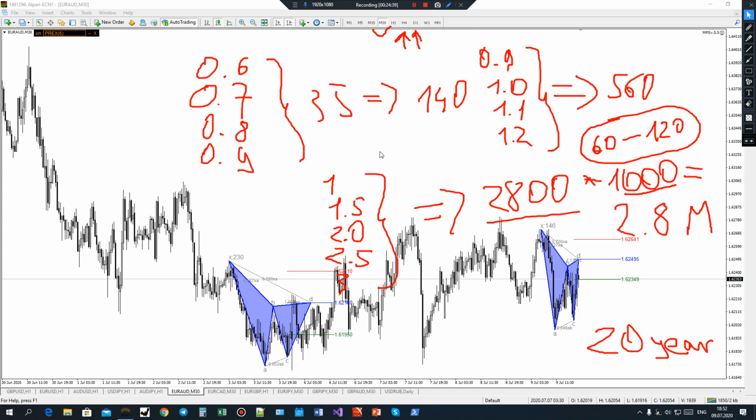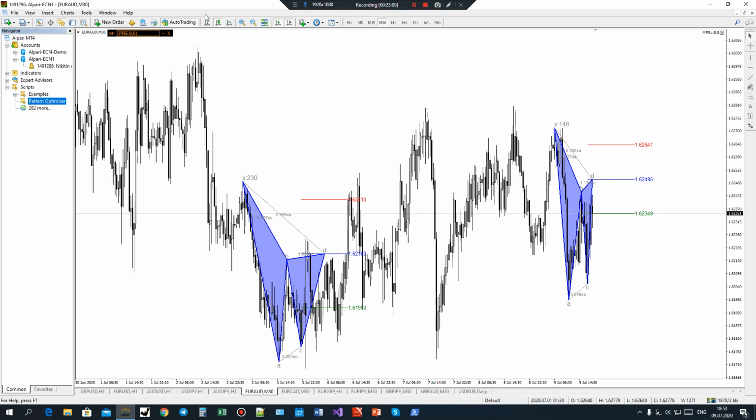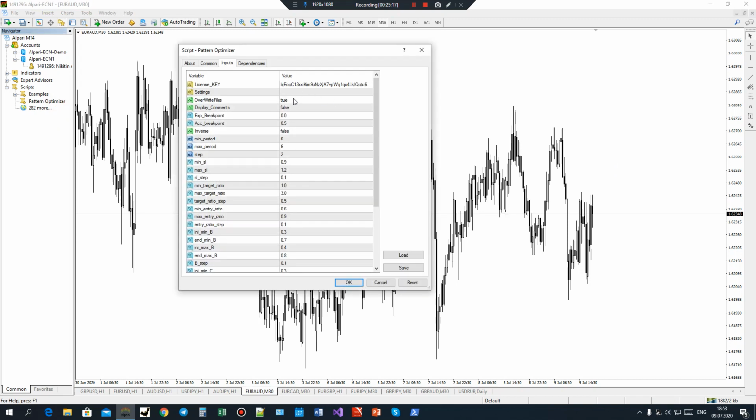Okay, and I even made a step further. I created a special software that I call a pattern optimizer that actually does pattern testing. With the pattern optimizer, I don't even need to sit in front of my computer while testing is on. So let me show you the pattern optimizer. Let me first delete the MPS. The chart should be empty. And here is the pattern optimizer.